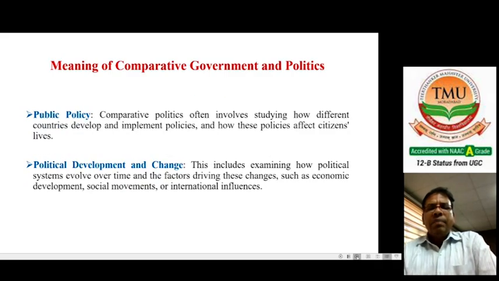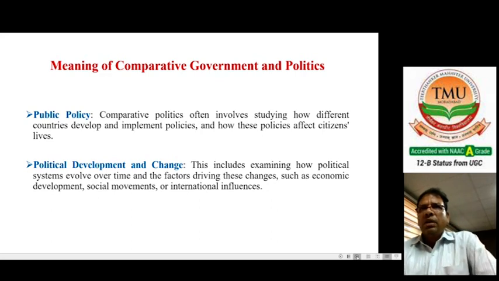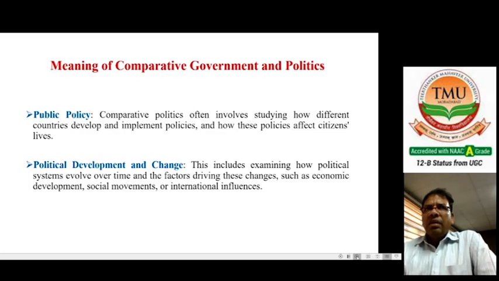Another kind of that is public policy. Public policy is a very important segment of comparative government and politics. Basically, when we're talking about public policy, it has different processes, like the formulation of policy. This policy formulation works through what we call the input-output system, given by David Easton's theory. When we're talking about inputs, that means the people's expectations, their support through taxes, and the outputs are the different kinds of programs and policies.